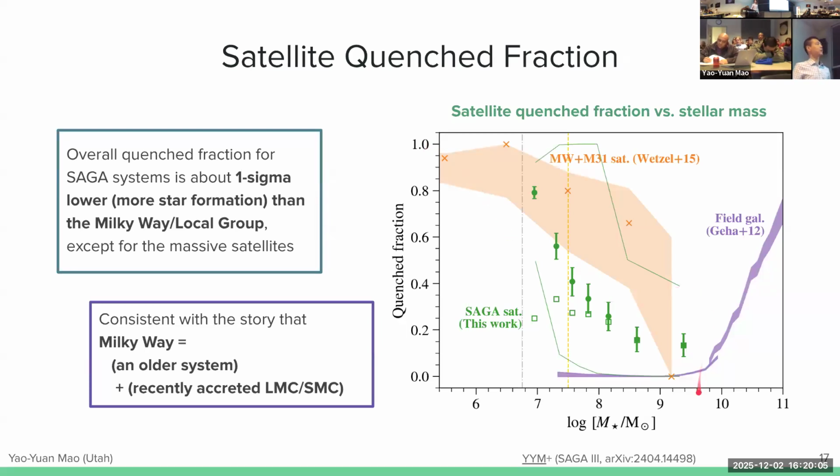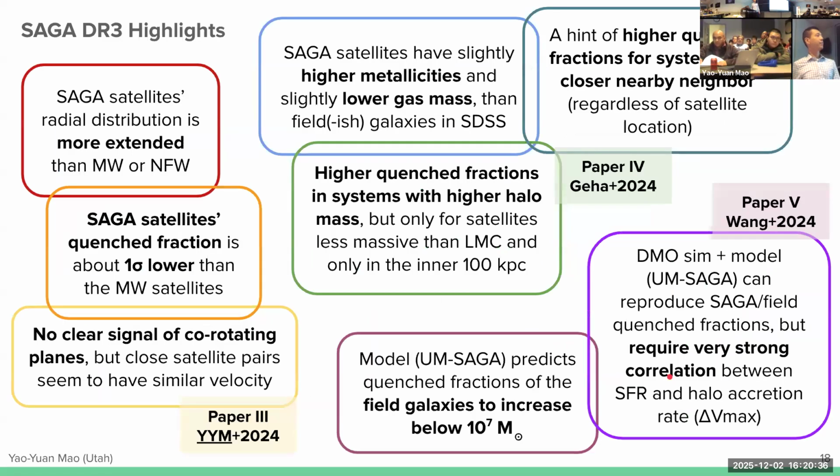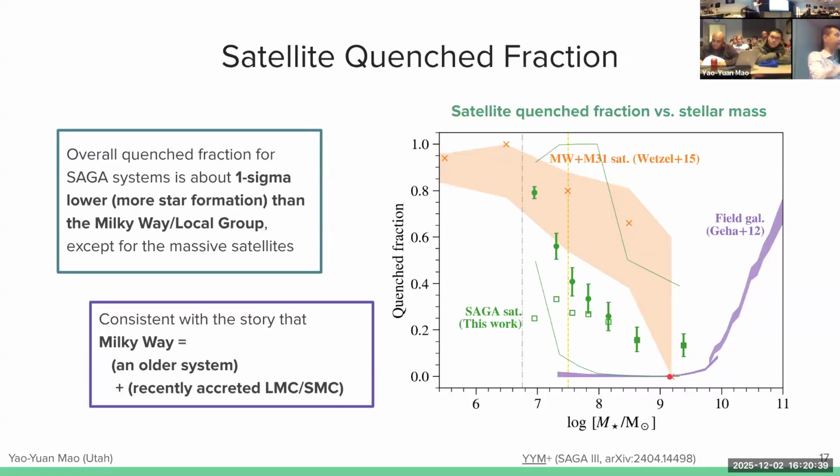But roughly speaking, there's a sharper transition in the Milky Way and M31 compared to if I average all the samples in SAGA. This is the green points here. This is the field galaxy, just for comparison, okay? One thing you notice is that the SAGA satellites are slightly less quenched. They are more star forming, except for this very high mass bin, where this point is mostly coming from the LMC and M33.